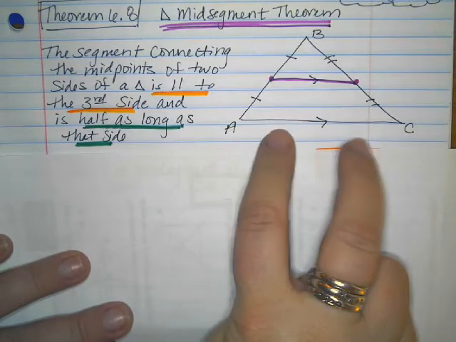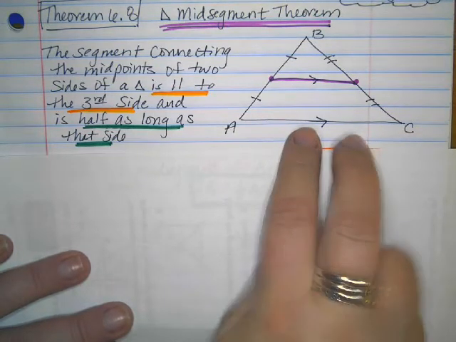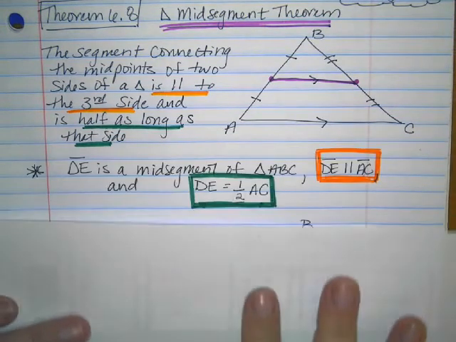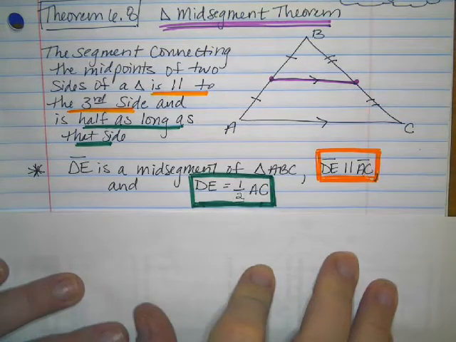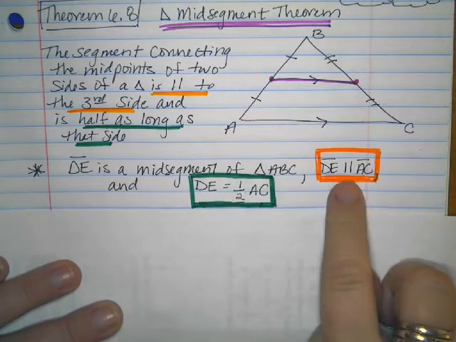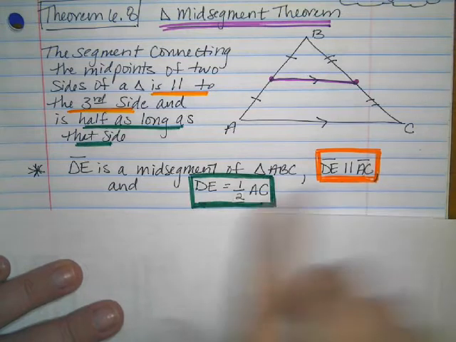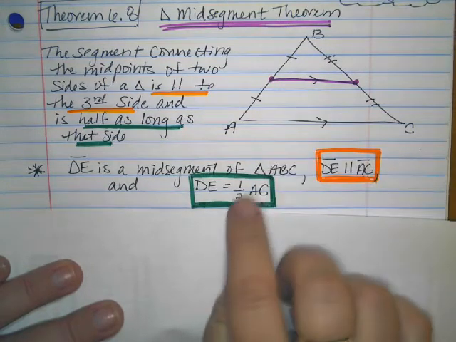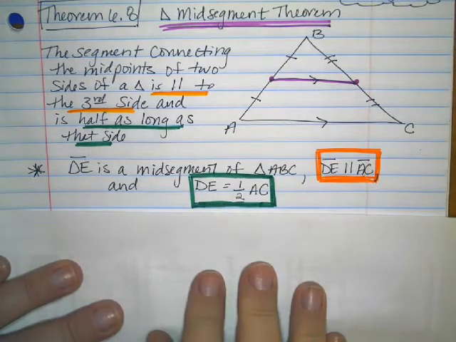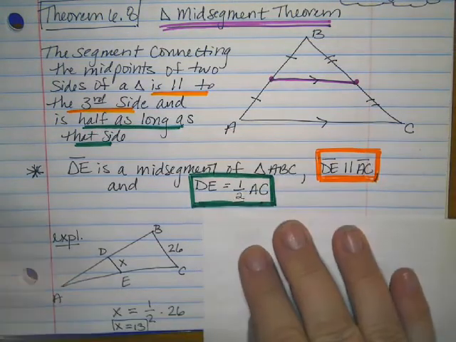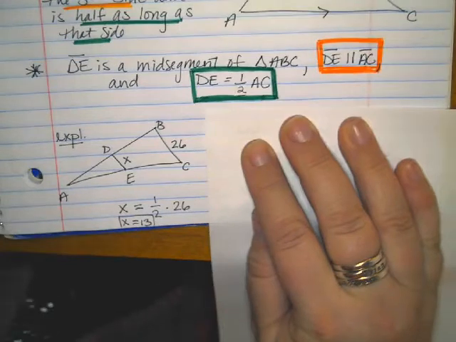For instance, if I know this third side is 10, then I know this one is going to be 5, which of course helps us with some solving. So those were the two big things of this theorem. One is that the mid-segment and the third side are parallel, and the other is that the mid-segment is half of the third side. Let's take a look at an example with our notes.